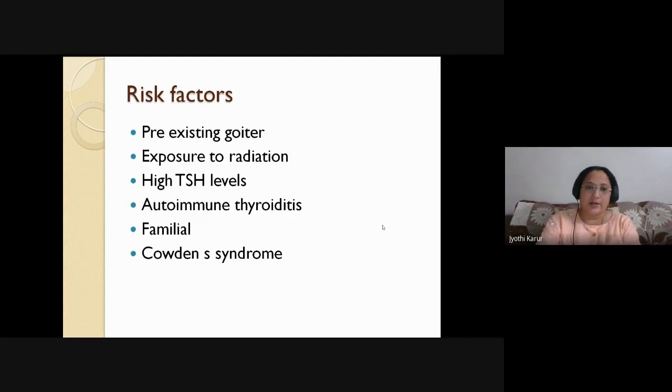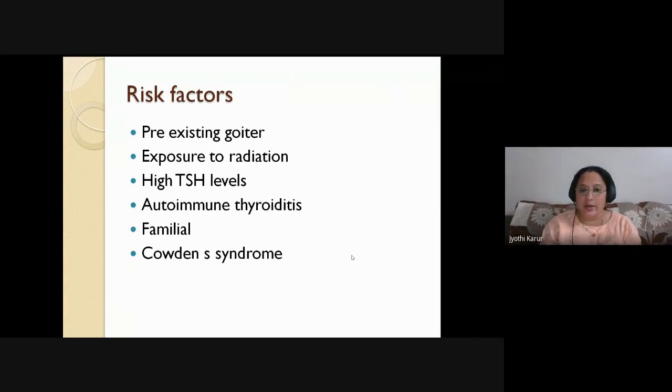Coming to the risk factors. These risk factors vary with different histological variants of thyroid cancer. One of the important risk factors is pre-existing goiter. Whenever a person has visible enlargement of the thyroid, whether long standing or of short duration like 1 year or 6 months, any pre-existing goiter will itself become a risk factor.